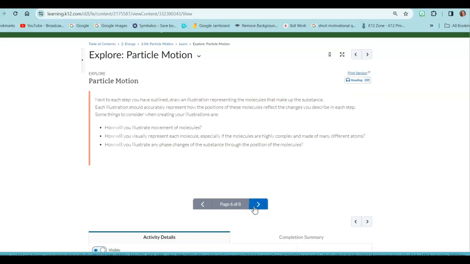Next it says, next to each step you've outlined, draw an illustration representing the molecules that make up the substance. Each illustration should accurately represent how the positions of these molecules reflect the changes you describe in each step. So here's some things to consider. How will you illustrate the movement of molecules?